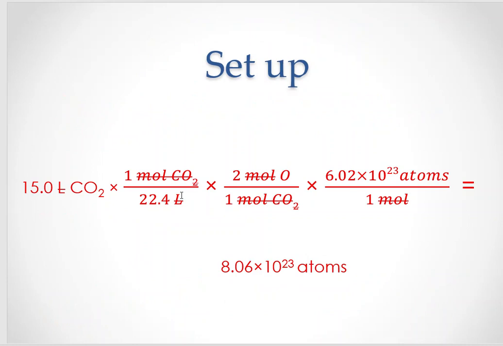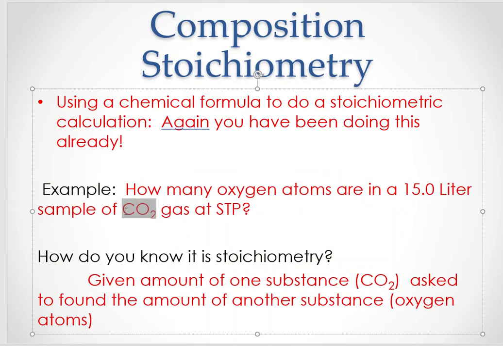But let's talk about what we're doing here. The first thing I did was I took my liters of CO2 at standard temperature and pressure and converted it to moles. That's just using your mole map. So dividing by 22.4 is going to give me moles of CO2. This right here is the stoichiometric step. This is using my recipe. I know based on this chemical formula, there's 2 O's for every 1 C.